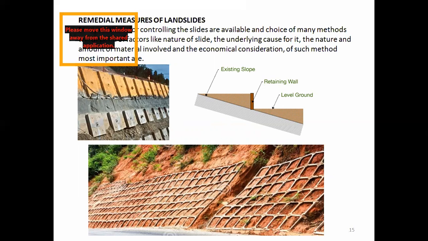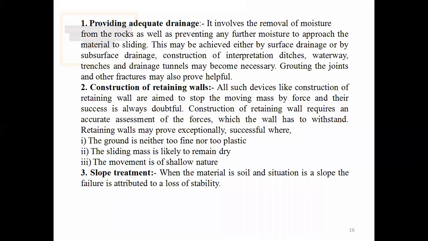Here, the existing slope is like this, and you have to construct a retaining wall and maintain level ground. The precautionary measure we are going to take here is providing adequate drainage. This is the most important thing. It involves removal of the moisture content present in that particular soil or material nearby. Grouting of joints and other measures may also prove helpful. Then there is construction of retaining walls.